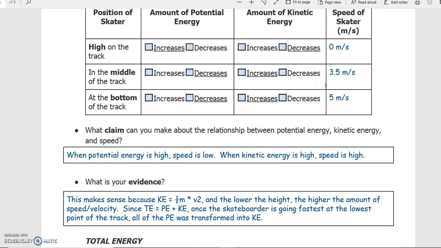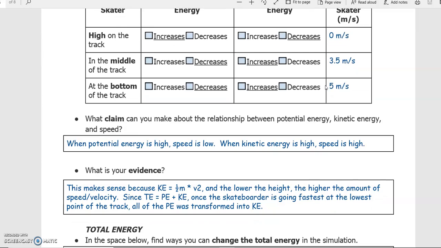The claim that we can make about the relationship between energy and speed is that when the speed is low, our potential energy will be high. And as the speed increases, our kinetic energy will increase as well. We know that this makes sense because kinetic energy is 1/2 mass times velocity squared. So because we are multiplying by velocity squared, the higher the amount of speed, the higher the kinetic energy.